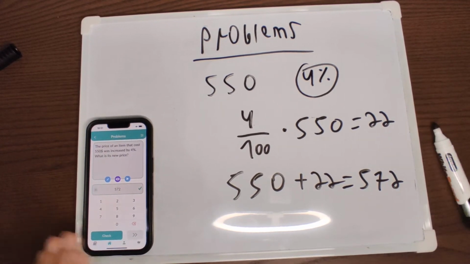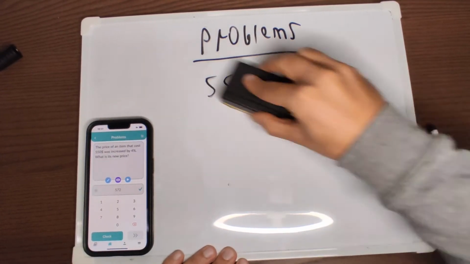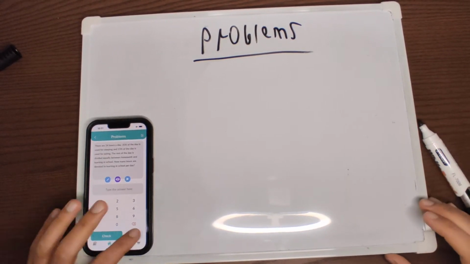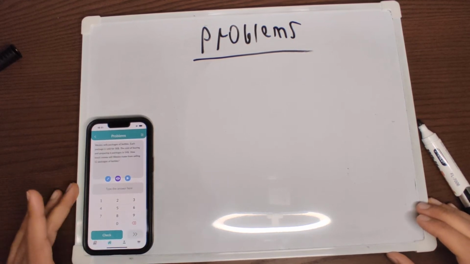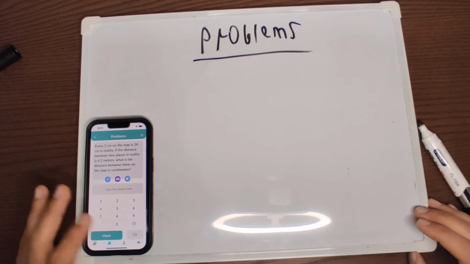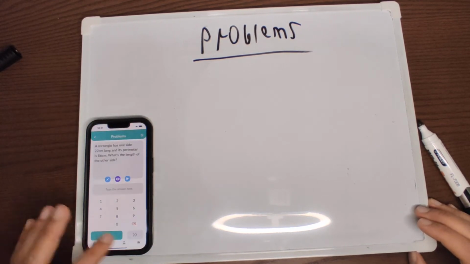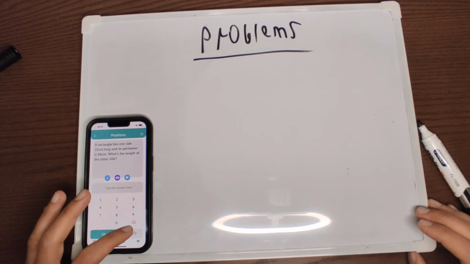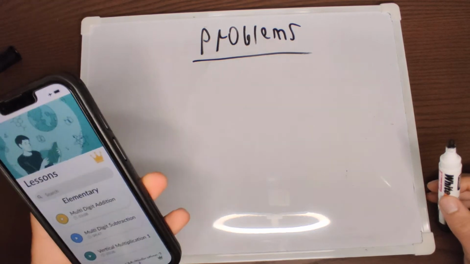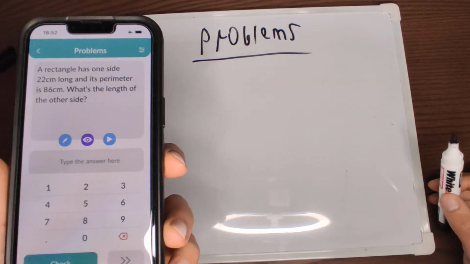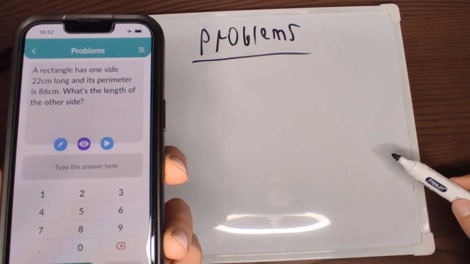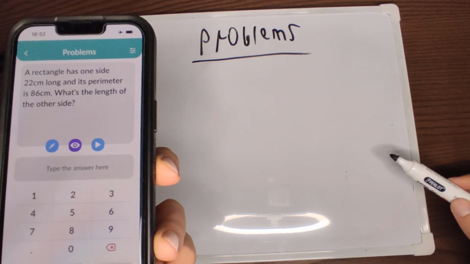So let's take another example of an exercise with a variable. A rectangle has one side 22 centimeters long and its perimeter is 86 centimeters. What's the length of the other side?